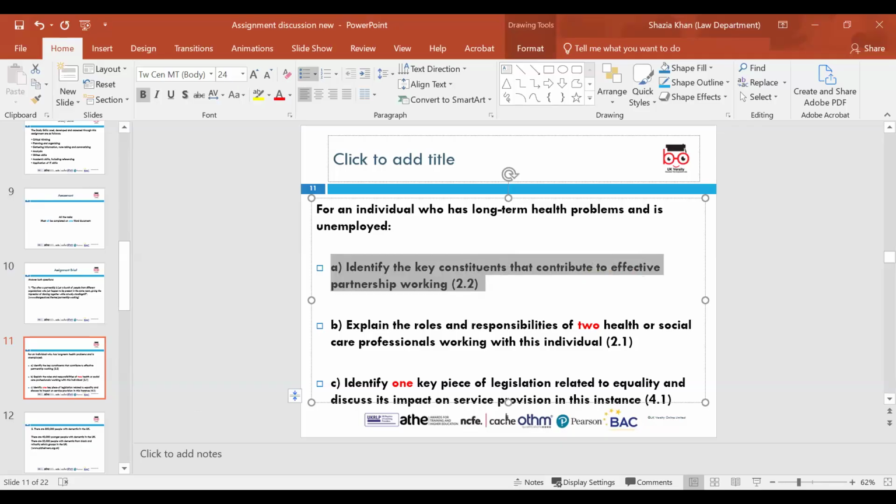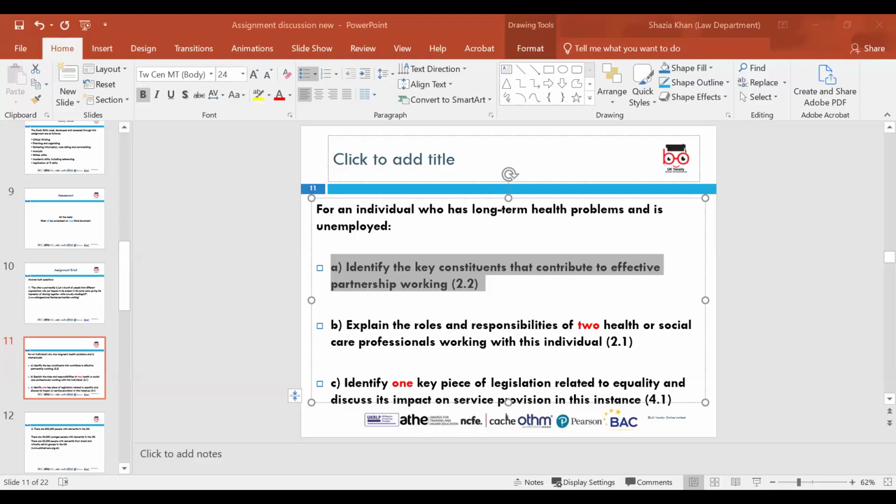Which learning outcome would it be? Learning outcome 2. So when it says 2.2, that's learning outcome 2. You will look at learning outcome 2, which is to identify the key constituents that contribute to effective partnership working. That would be slide 15 onwards.